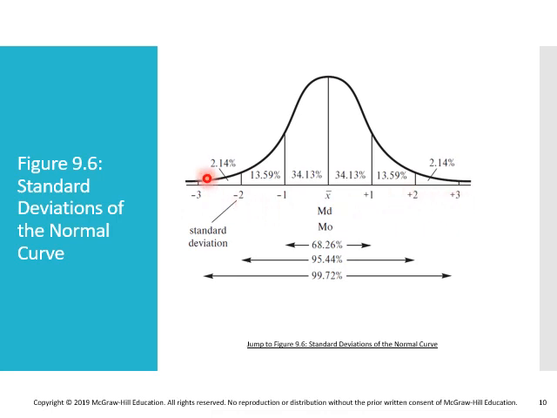Now if we say 3 standard deviations, we're looking at minus 3 to positive 3. So that will include this 2.14%, which is right here, and this 2.14%, which is this curve right here. Within 3 standard deviations from the mean, we capture 99.72% of the cases. So that's really, really high.